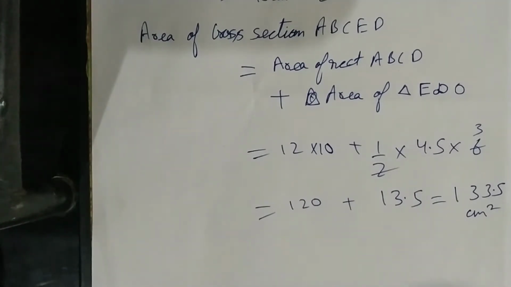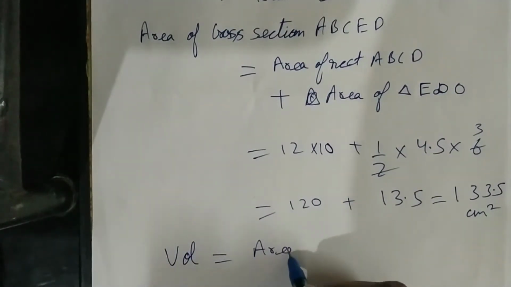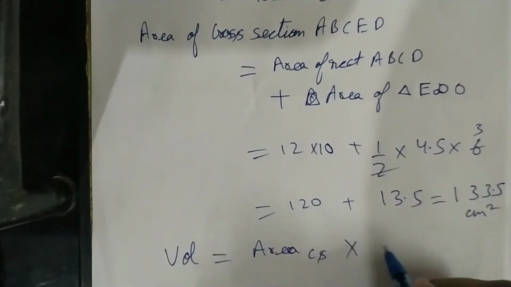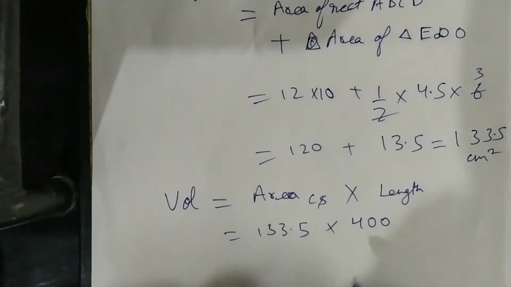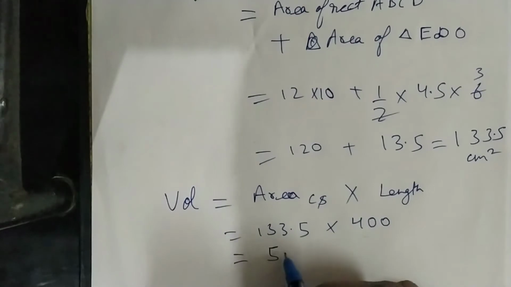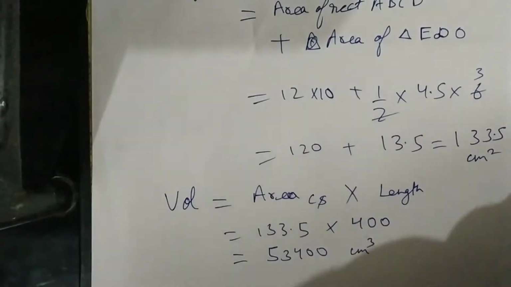Now in the second part, volume of the piece. So volume is equal to area of cross section multiplied by length. So area we have calculated 133.5 and length is given in the question 4 meters. So 4 meter we will change into centimeters, because every other unit is in centimeter. We have also changed this into centimeter. On multiplying we will get centimeter cube.